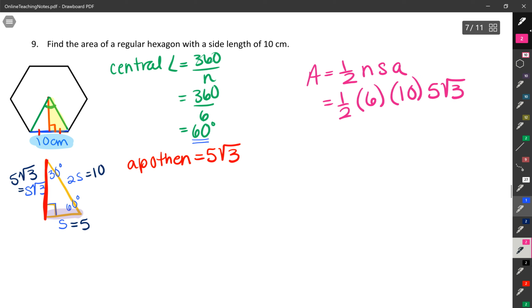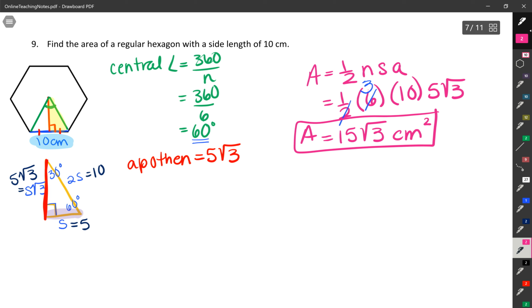And you actually don't even need a calculator for this one. I can reduce the 2 and the 6, make it into a 3. And then I have 3 times 10 is 30, times 5 is 150 square root of 3, and this is centimeters squared for my area. And that's how we could do a regular hexagon. Now that will always end up being a 30, 60, 90 triangle because your central angle is always 360 divided by 6 for a hexagon.